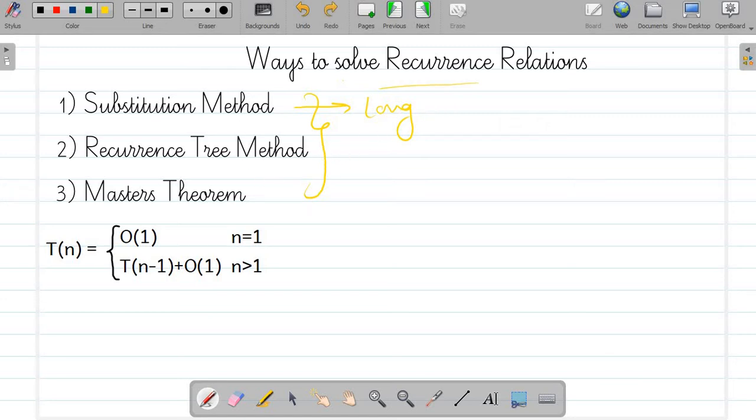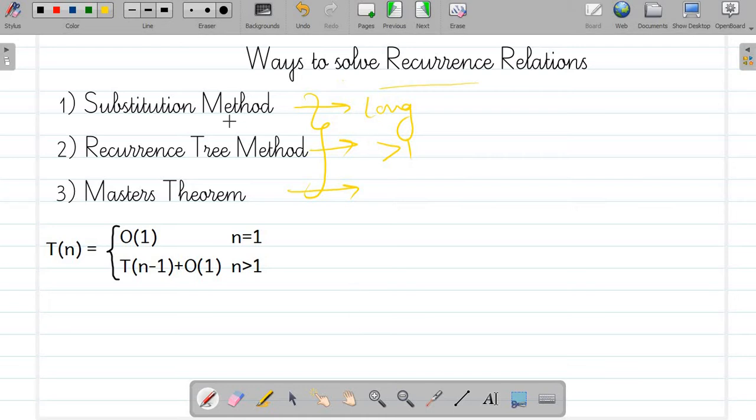Now the second is the recurrence tree method. We use this when we have more than one call and all of the calls are of different nature. The last is a mathematical way of solving a recurrence relation, which is using Master's theorem.